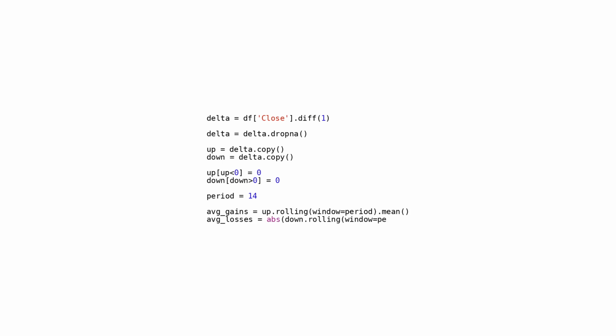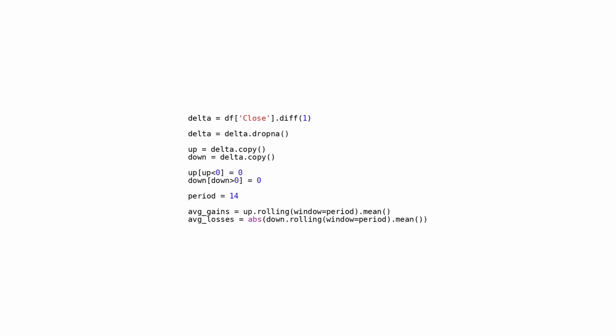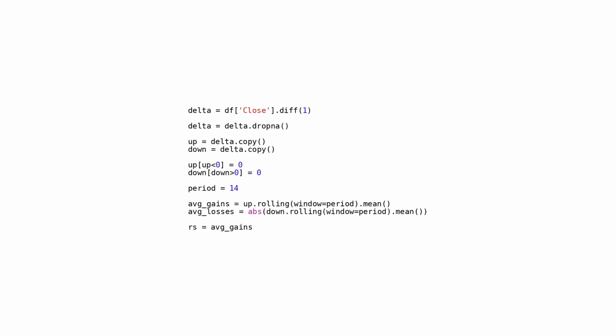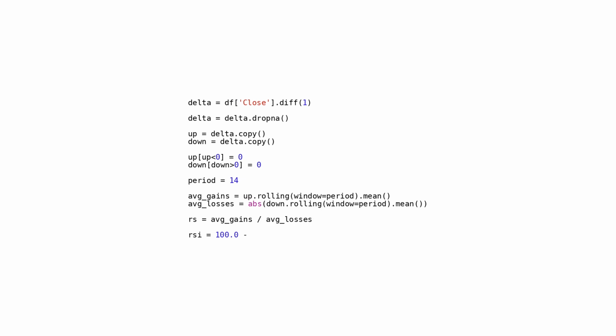5. Define a period, typically 14 periods. 6. Calculate the average gains and losses over the defined period using a rolling window mean. 7. Convert the average losses to positive values. 8. Calculate the relative strength by dividing average gains by average losses. 9. Use this to compute the RSI, which is scaled between 0 and 100. 10. The result allows for visual assessment of overbought, RSI over 70, or oversold, RSI under 30, conditions in the asset.